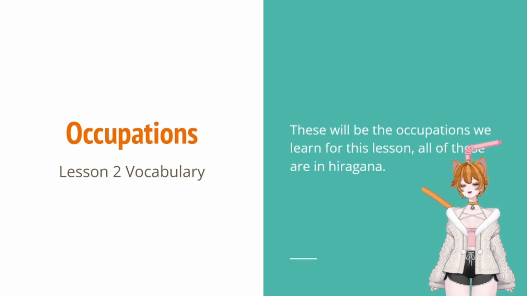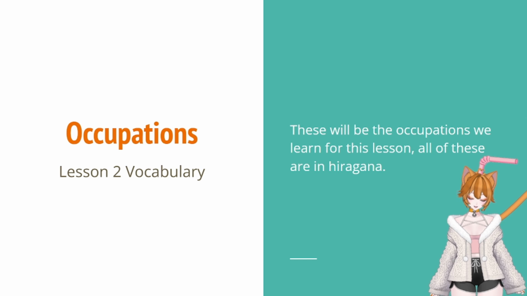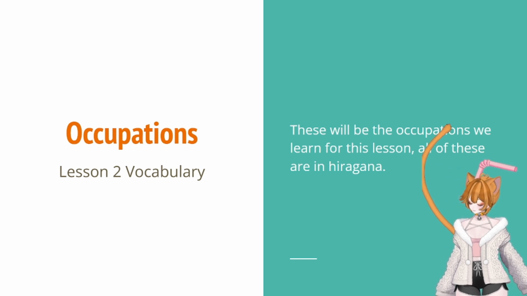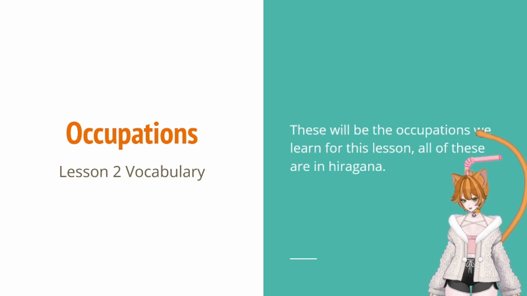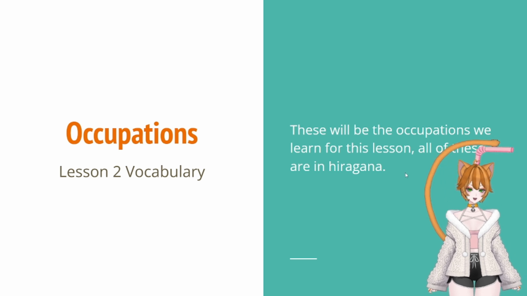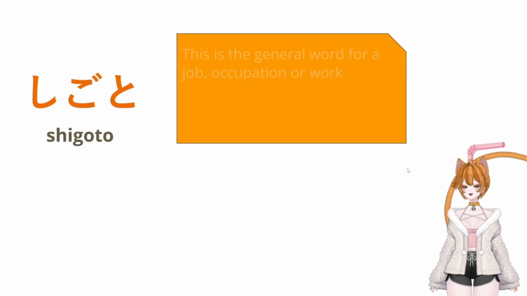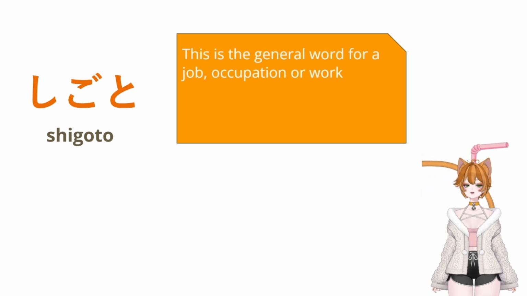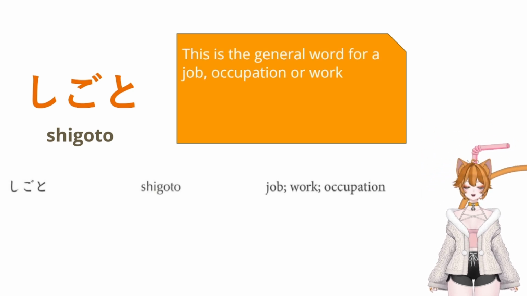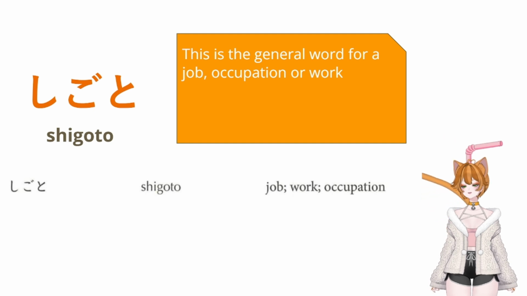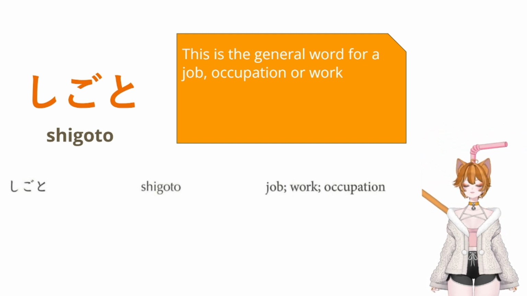And finally, moving on to our occupations before we move on to our final subject, which is going to be family terms. So our first one, shigoto. Shigoto is just the general word that we use for a job, occupation, or work. Shigoto.